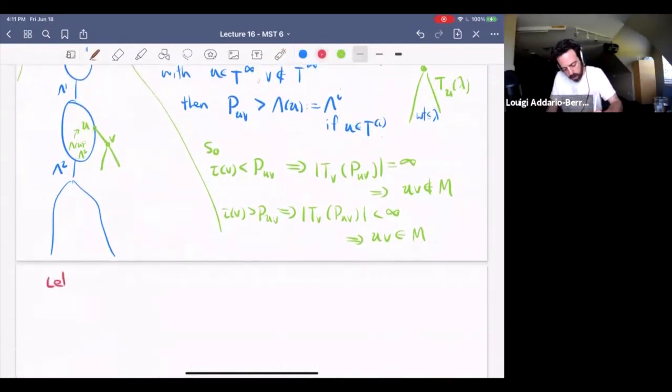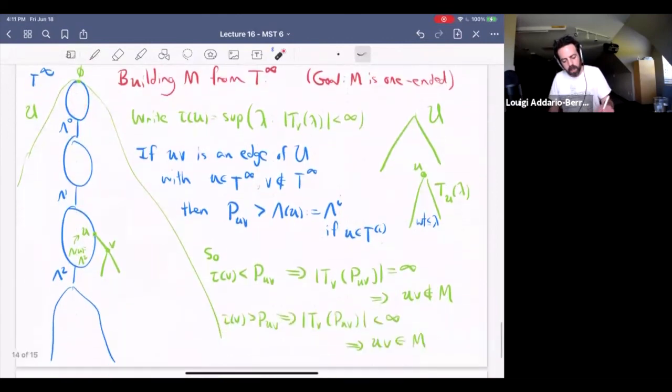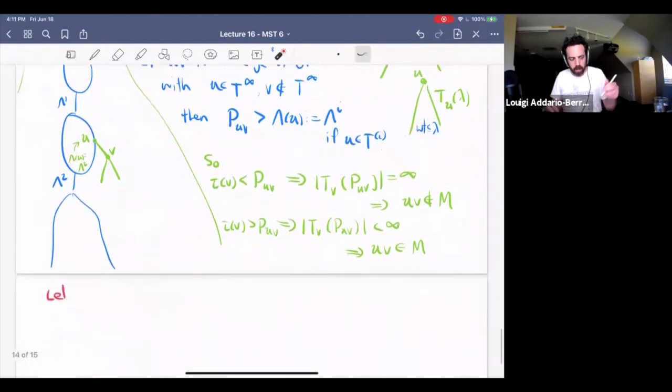I know there's a lot of iterative constructions in this proof. First, we did an iterative construction to figure out that these forward maximum weights were unique. Then we did an iterative construction to build the tree T infinity. And now we're doing one last iterative construction to build M from T infinity. We'll do that, and then we'll basically be done the course.